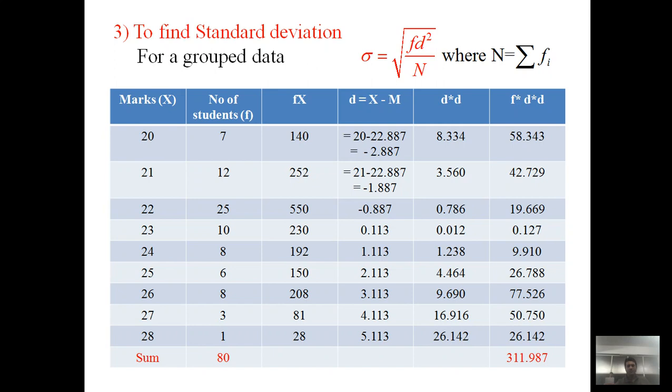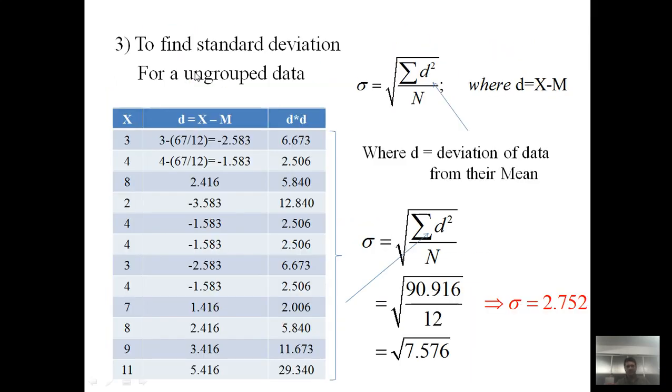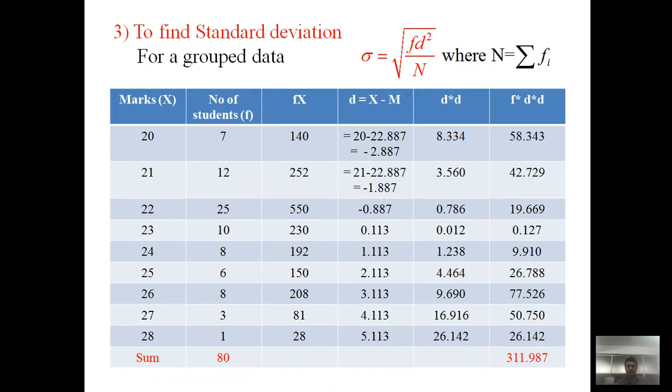At the last we have to find out the standard deviation. So when our data is grouped data, standard deviation, that is sigma, is the square root of the sum of f into d square upon N, where capital N is nothing but the sum of fi. Now d, just like for ungrouped data, represents the deviation of the data from their actual mean. So again, d is a deviation from the mean, and this m represents the mean.